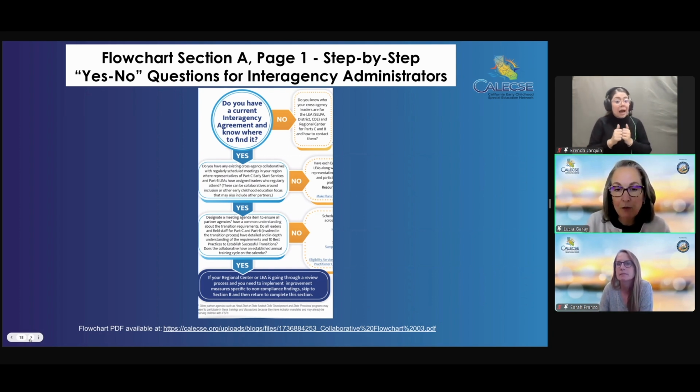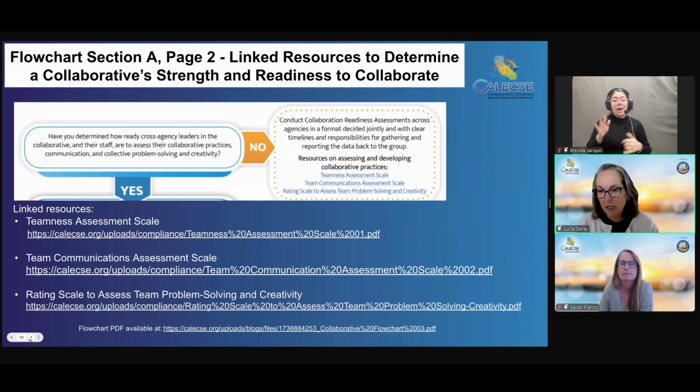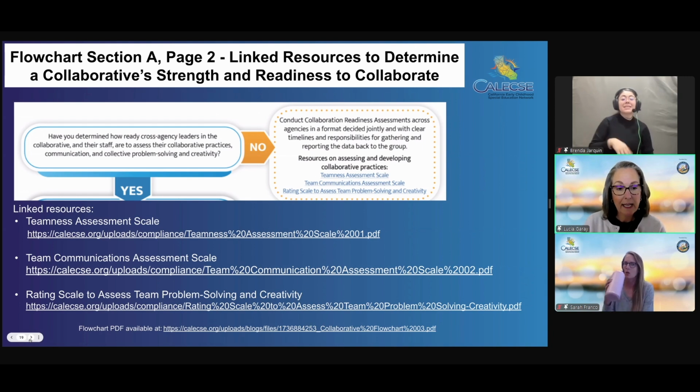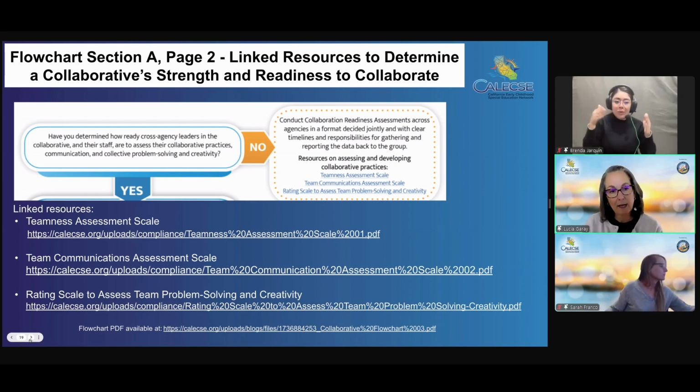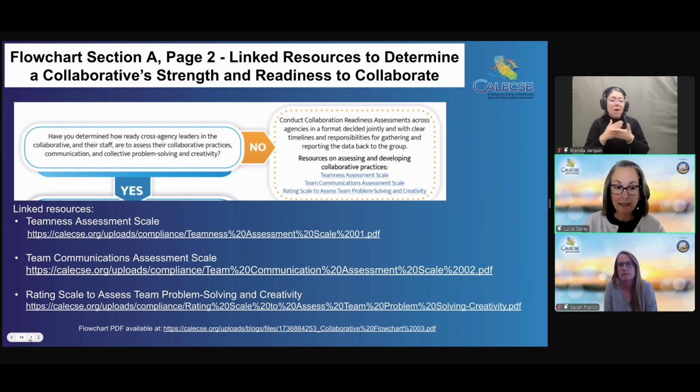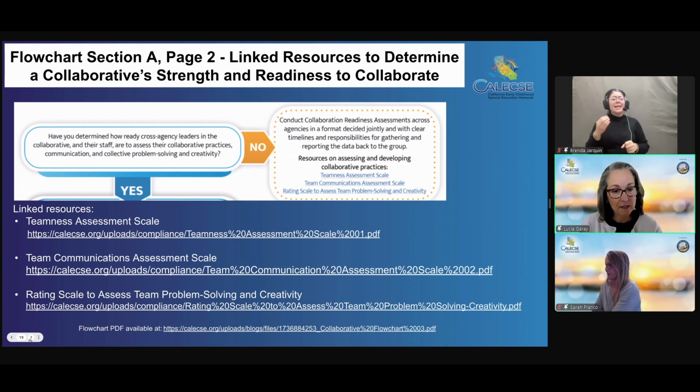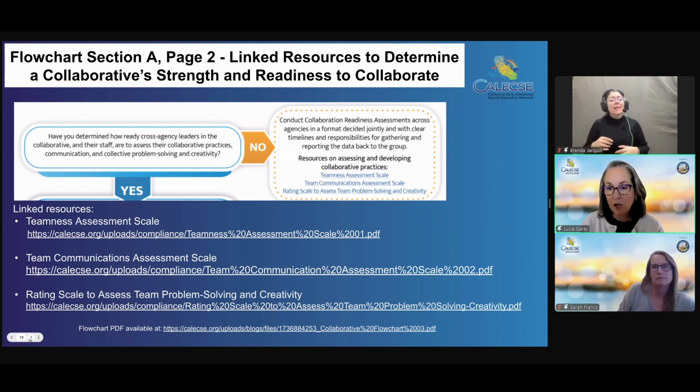I am now going to be moving into the elements for page 2. So as leaders in Part C and Part B focused on transitions, sometimes we may skip over the development of a strong collaborative in favor of addressing the ever-pressing mechanics of the requirements, the timeline, the paperwork, and just balancing the caseloads of referrals and assessment processes across the agencies and all of the little blips and issues that we have across the agencies for communication.